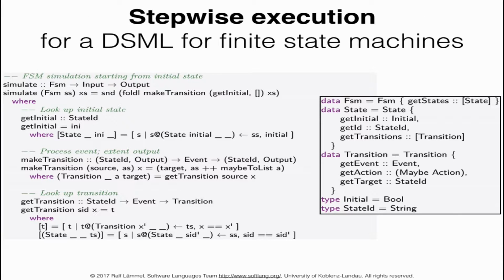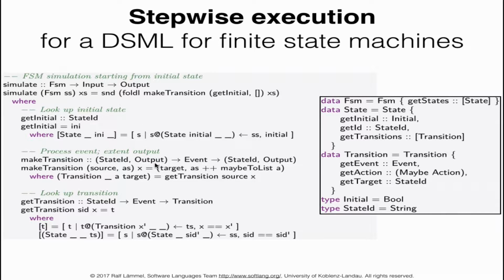Here is an interpreter for the finite state machine language. So again, here we see how we represent finite state machines. So we've got a data type for FSMs, and an FSM is just a list of states. A state consists of a Boolean saying whether the state is initial or not. A state has a name, of course, and otherwise it has a list of transitions that all depart from that given state. The transition term is an event and maybe an action and a target state.